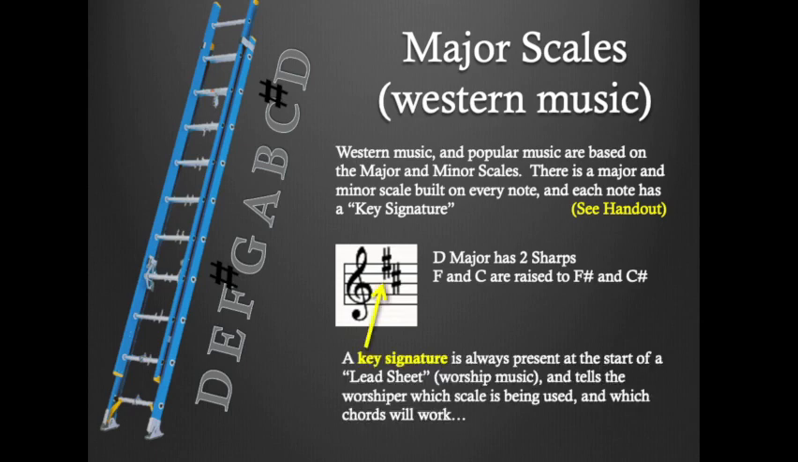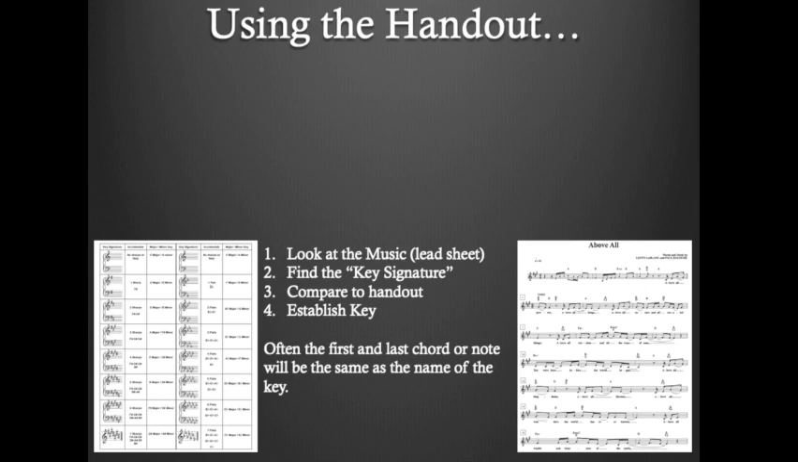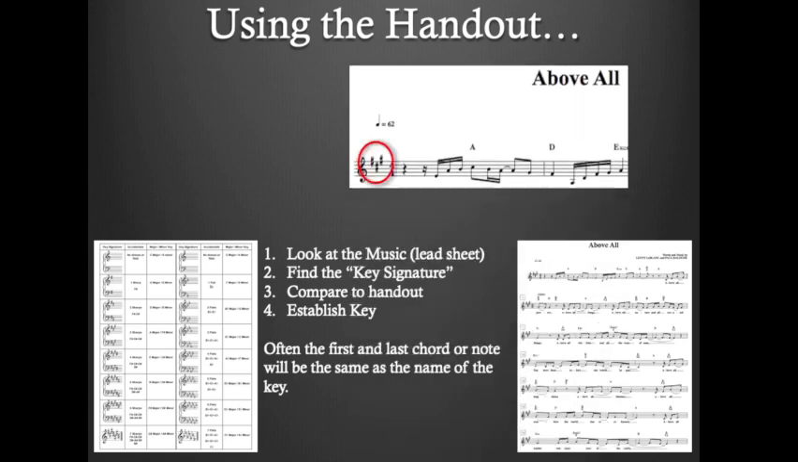So the key signature is always present at the start of the lead sheet, and we'll talk about lead sheets later in the course, and it tells the worshiper which scale is being used and which chords will work with it. So if you're in the key of D major, then you're playing chords based on the key of D major. Now, there's a handout that you can click on the link associated with this video, and you'll see there's a handout that looks like the one on the left-hand side there. But here is a simple way of using that handout to work out what key or scale you're in. The first thing you do is you look at the lead sheet or the music that you've been given, and you see at the start there's a key signature.